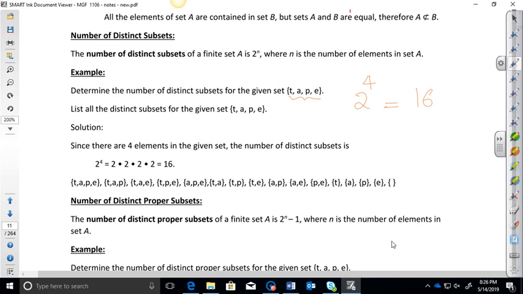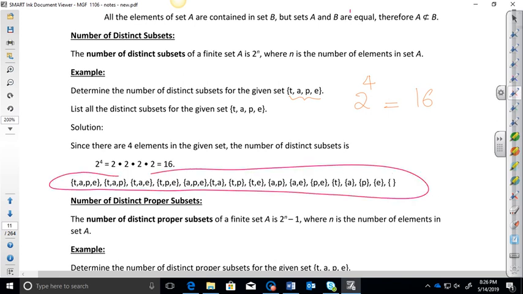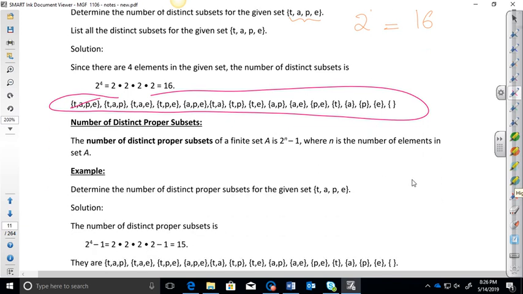So if I list them, these are the subsets. And if I take away this, the rest are the proper subsets, which is 1 less than 16, that is 15. There are 15 proper subsets, 16 subsets. So 2 to the n minus 1, that's the proper, and 2 to the n is number of subsets.